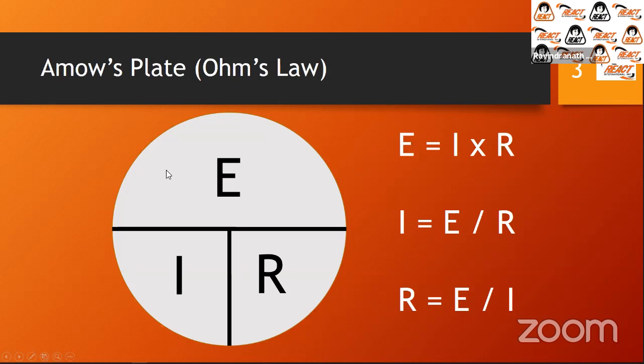So if we go over these three formulae again, we see E is equal to I multiplied by R, I is equal to E divided by R, and R is equal to E divided by I, which are the three formulae that we see represented here, which we discussed in the last class.